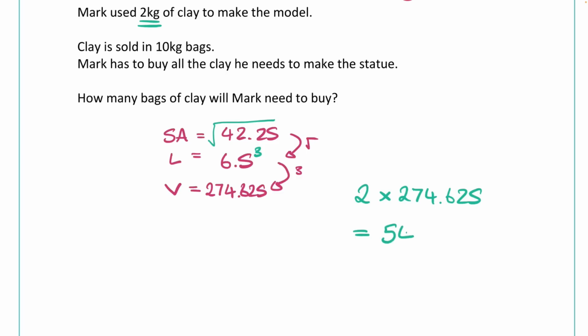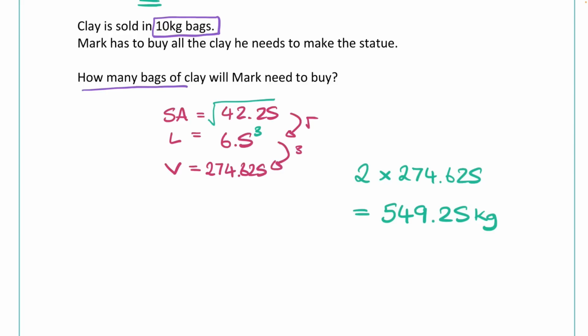So 549.25 kilograms is going to be needed. Now it says here, clay is sold in 10 kilogram bags. How many bags of clay will Mark need to buy? Well, if it's sold in 10 kilogram bags and he needs 549.25 kilograms, he's going to have to buy just over, because it only comes in 10 kilogram bags. So if we divide by 10 on the calculator, that's quite a nice one, 54.925.